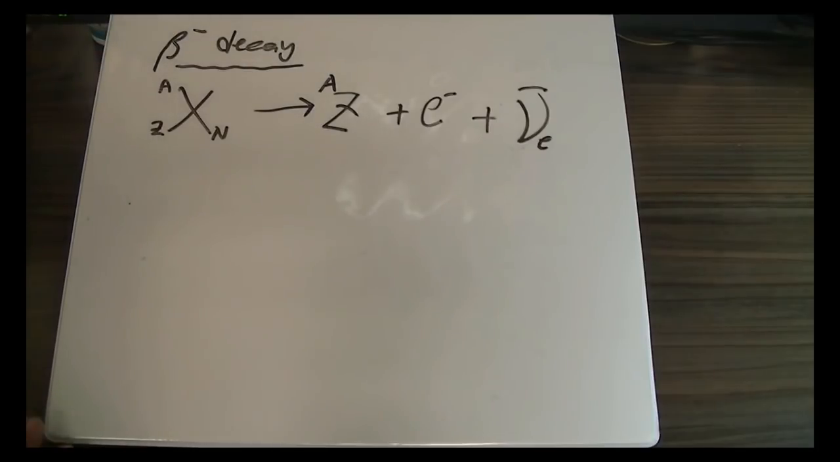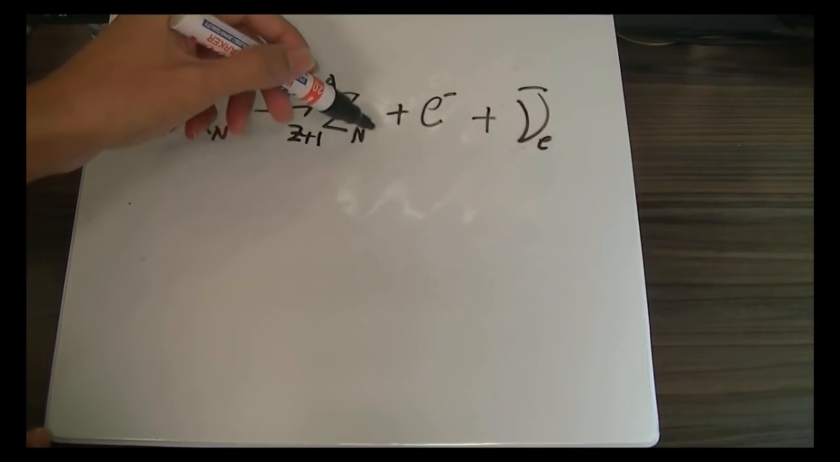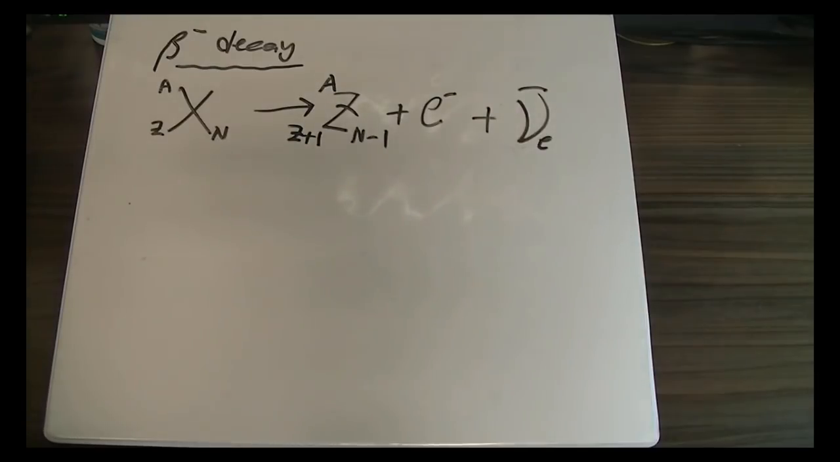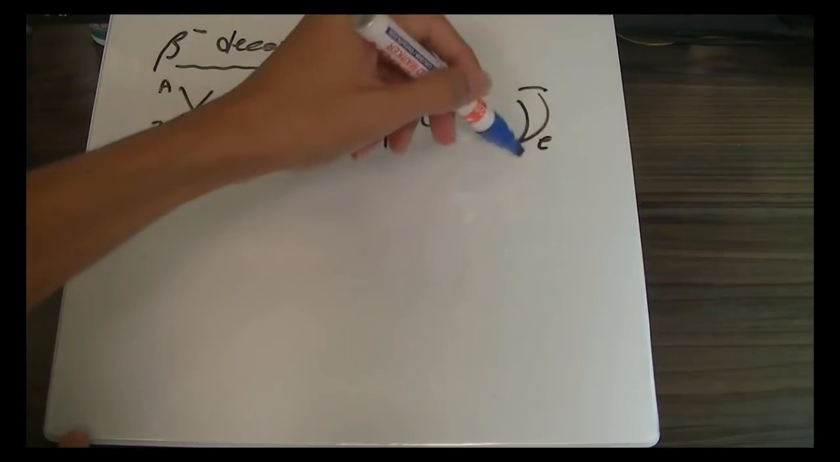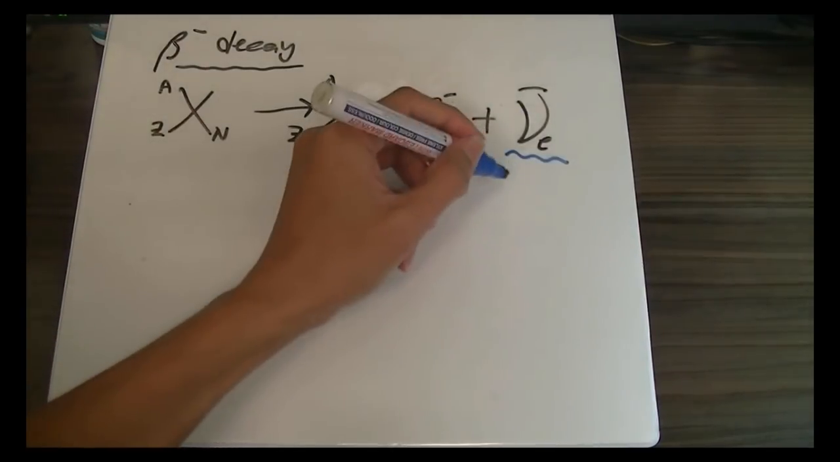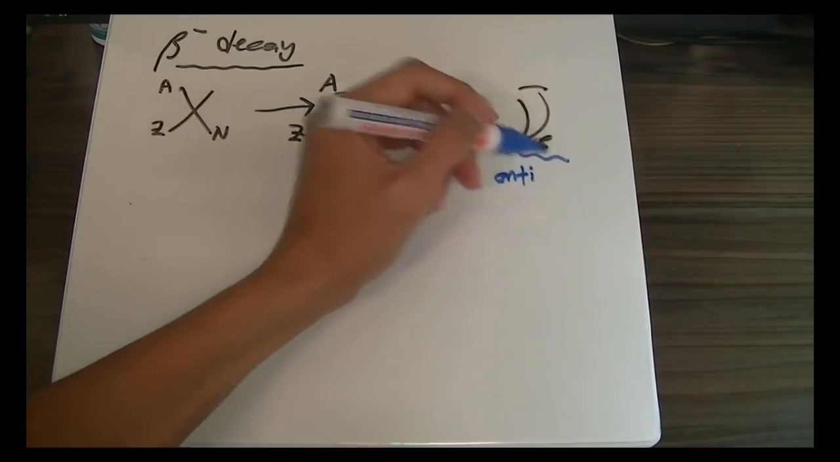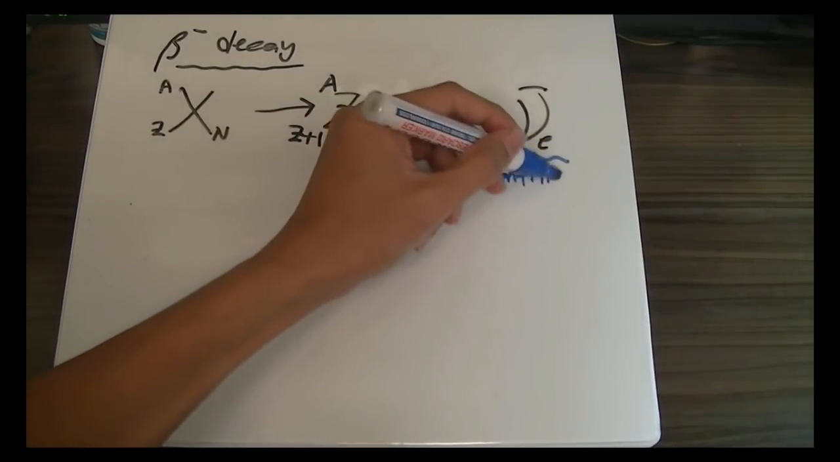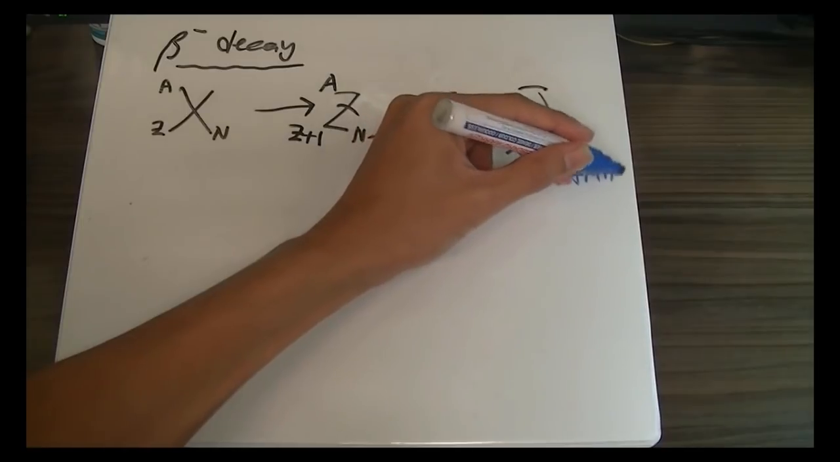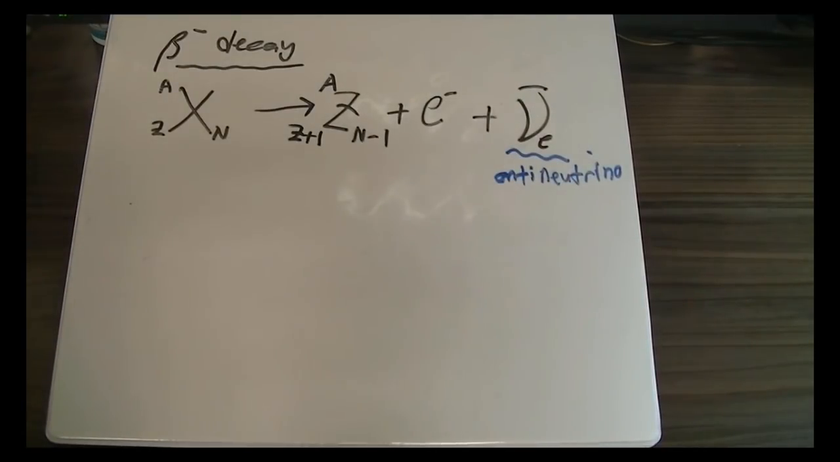You still have the same mass number A, but an increased number of protons and a decreased number of neutrons. And this is called the antineutrino. The antineutrino is a type of elementary particle. As opposed to the antineutrino, we have the neutrino. We will see that later.